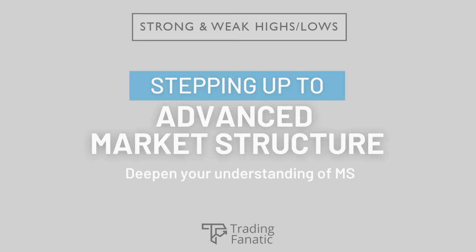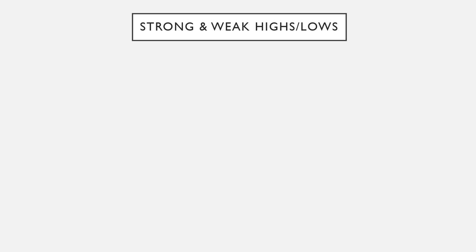Okay, so the first concept we're going to cover is strong and weak highs and lows. And before I jump into all the details, this is super simple. A higher low is strong. A higher high is weak. Why? Because a higher high has to break, a higher low has to hold. The opposite for a downtrend, okay?